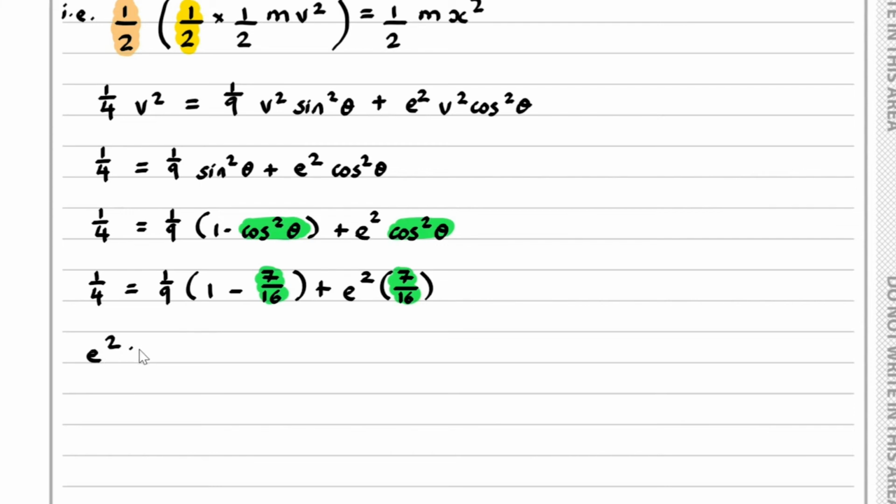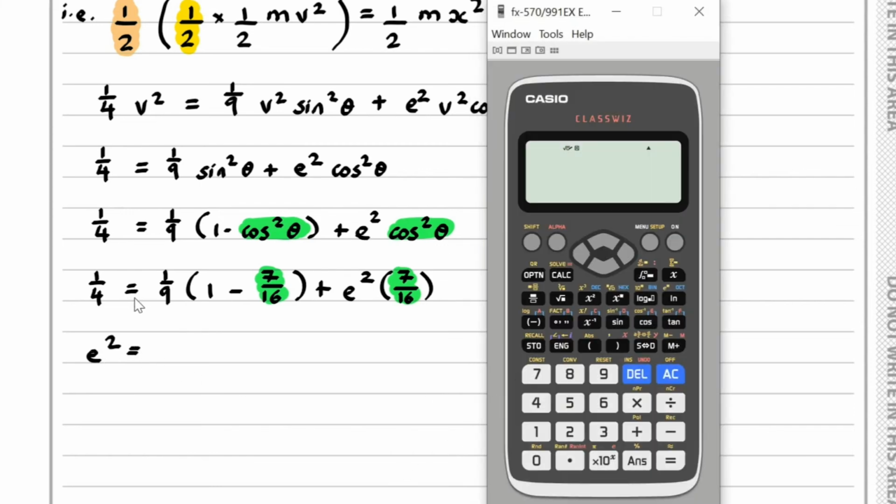So if I work out what e squared is, well, I have 1/4 minus 1/9, lots of 1 minus 7 over 16, which is 3 over 16. And then if I divide this by 7 over 16, I get 3/7. So e squared is 3/7, from which we can conclude e is equal to 3 over 7 square rooted. This is the exact value of e.